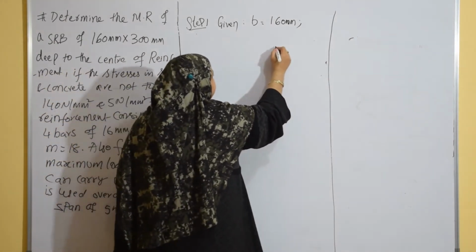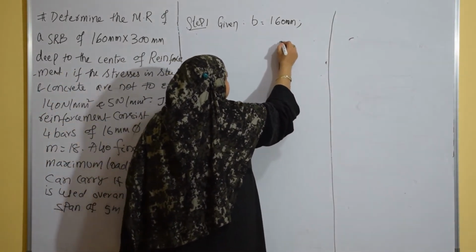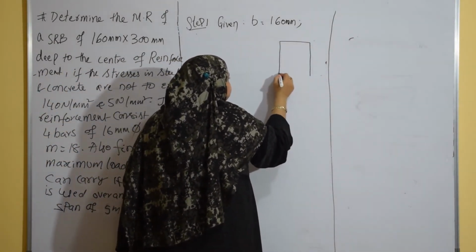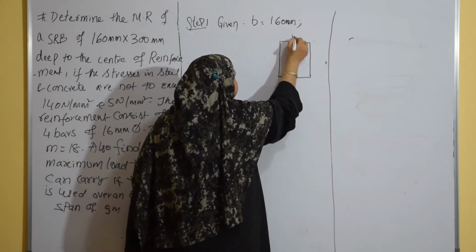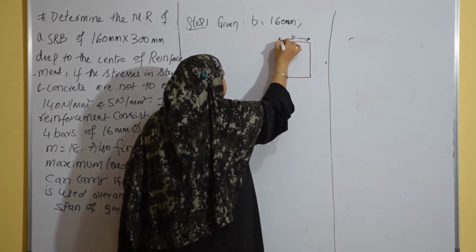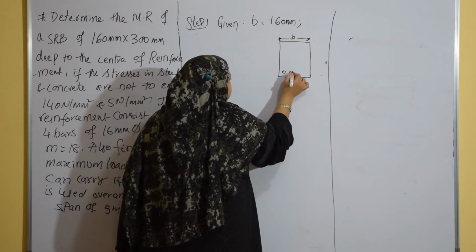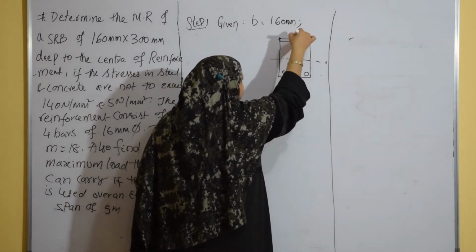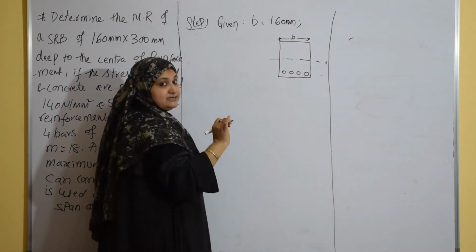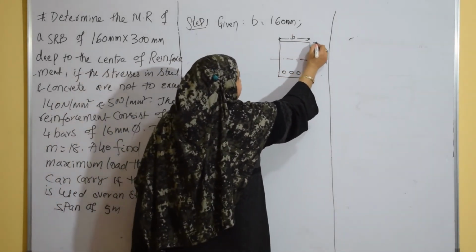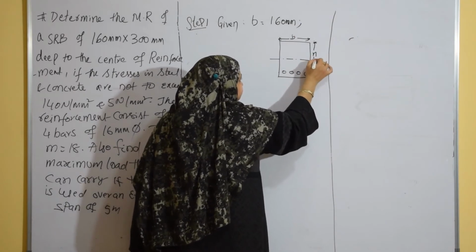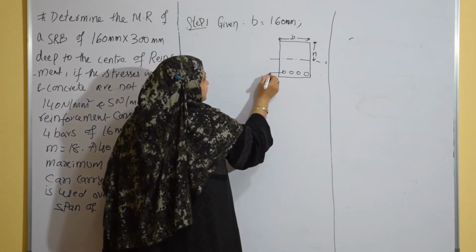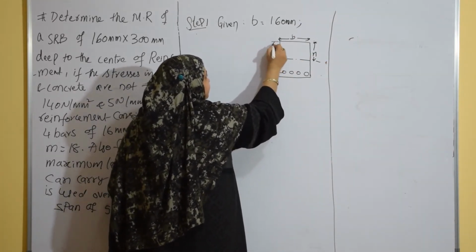So if I draw a figure, this is b, which is 160 mm. It has got 4 bars of 16 mm diameter. This is the neutral axis of the given section, not the critical section, the given section. So this will be N. The center of steel to the top is given as 300 mm.